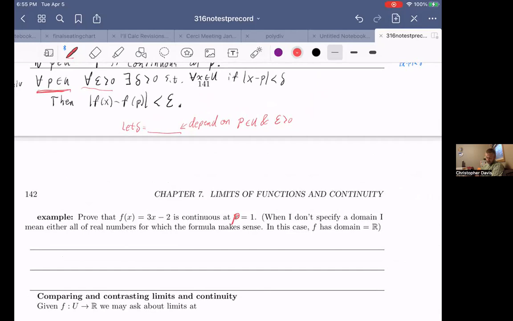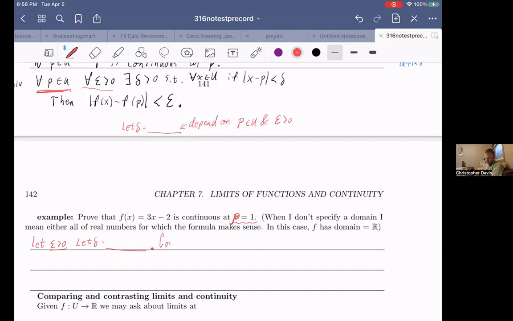Let's do it. So let's let epsilon be bigger than 0. Let's let delta be a thing that I get to pick. It can depend on epsilon, and it can depend on the fact that I'm choosing this point p equals 1. Well, what does that even mean? If I picked a different point, I could have a different delta. Let delta be whatever I'm going to choose.